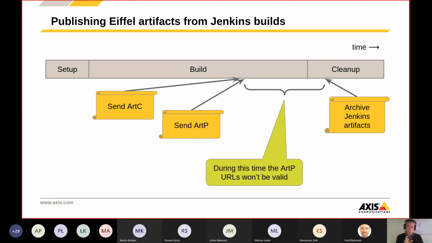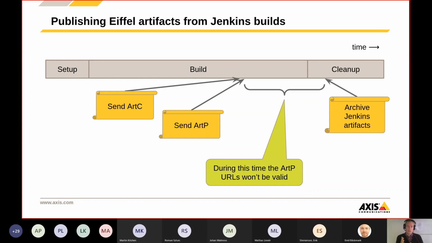This time could be, of course, quite short, maybe just a couple of seconds. But any consumer listening to artifact published events, they could react within 2 milliseconds and immediately hit the Jenkins server to download an artifact, and they would get a not found error. Fixing this is a bit cumbersome, actually.